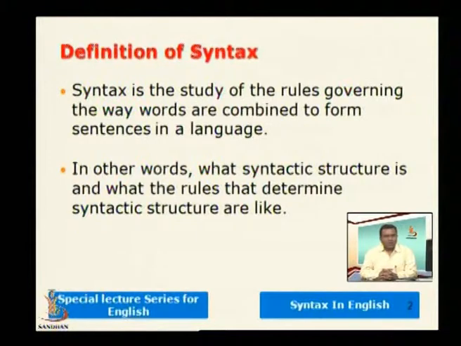Let us start with the definition of syntax. Syntax is the study of the rules governing the way words are combined to form sentences in a language. This is a general definition of syntax, and this applies to every language. In other words, it can also be said that syntax is the study of what syntactic structure is and what the rules that determine syntactic structure are like.